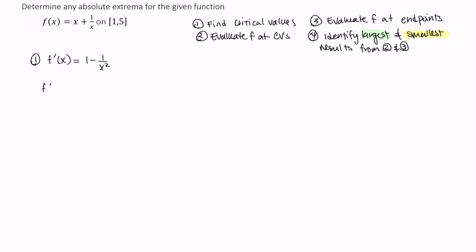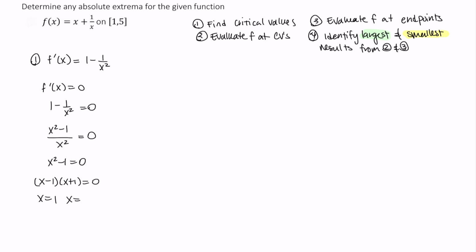Where is this derivative equal to 0? That is, where is f prime of x equal to 0? Well, that's when 1 minus 1 over x squared is equal to 0. Now, I can rewrite this quantity on the left as x squared minus 1 over x squared equals 0. So really what I want to know is, where is x squared minus 1 equal to 0? Well, that occurs when x equals plus or minus 1. If you don't see that, that is because this is a difference of squares on the left. So x equals 1 and x equals negative 1 are my critical values.